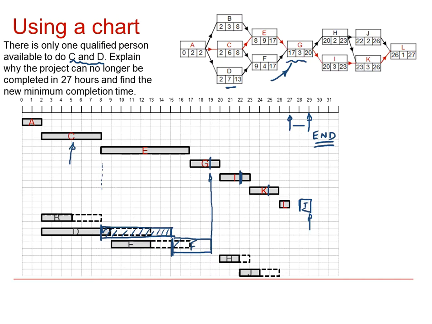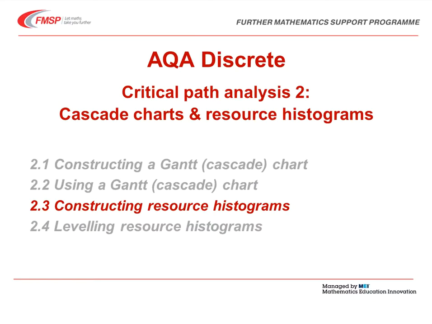So that completes this video on how we can use Gantt charts to answer some simple questions about timing of activities and the effect they will have on the completion of a project. In the next video, we'll look at how we construct what's called a resource histogram.